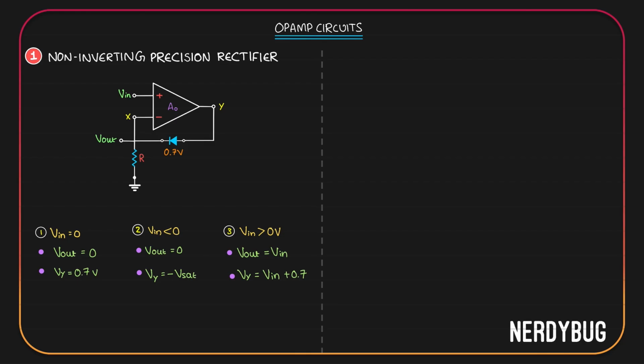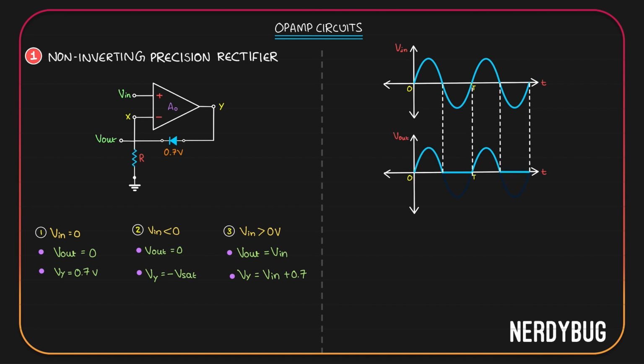We'll take a sinusoidal input signal like this. The final output will be like this. For negative half cycles, it is 0. For positive half cycles, it is equal to input. Let us also plot Vy. For negative half cycles, Vy will be minus Vsat. For positive half cycles, it will be input plus 0.7. When input is 0, it is 0.7 volt. The graph will look like this.